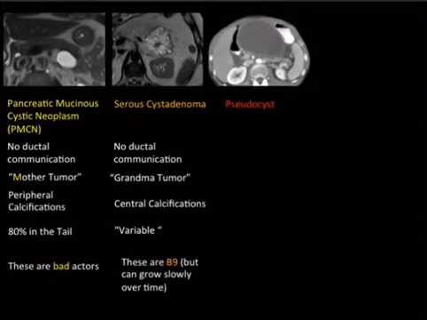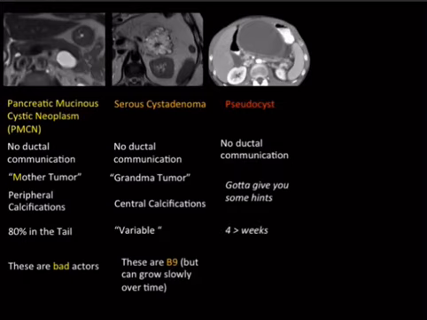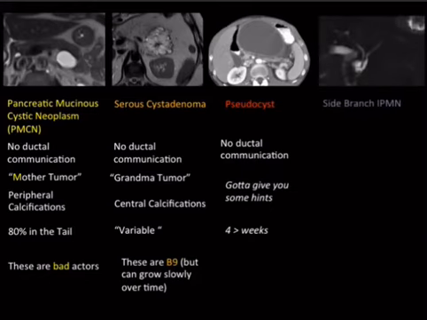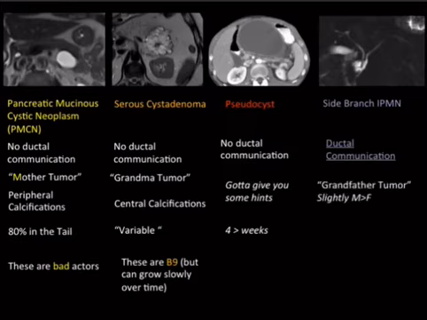A pseudocyst also has no ductal communication. They're going to tell you the patient's had a history of pancreatitis. And by the revised Atlanta criteria, you need 4 weeks before you can call it a pseudocyst. Side branch IPMNs, they're going to show you the duct communication. If they don't show you the duct communication, there is no duct communication. And they're more common in men.